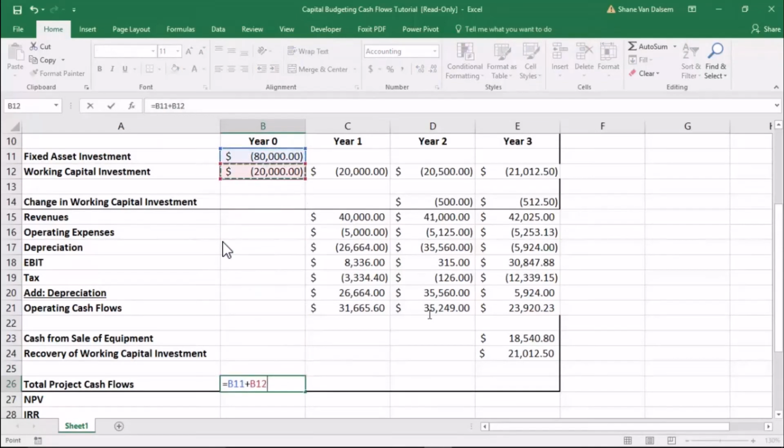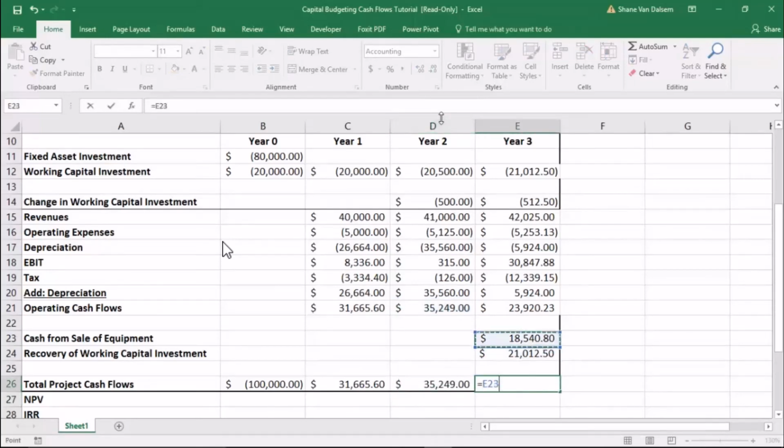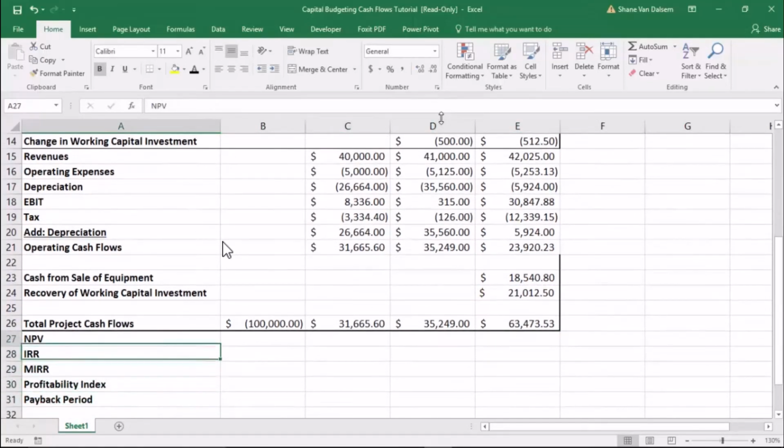At year zero, we invest $100,000. At year one, our operating cash flows are $31,665.60. Year two, they're $35,249, and that also includes the investment we have up here in the working capital. And then in year three, we have our operating cash flows of $23,920.23, plus the cash from the sale of the equipment, plus the recovery of the working capital investment. So this is what our cash flows look like.